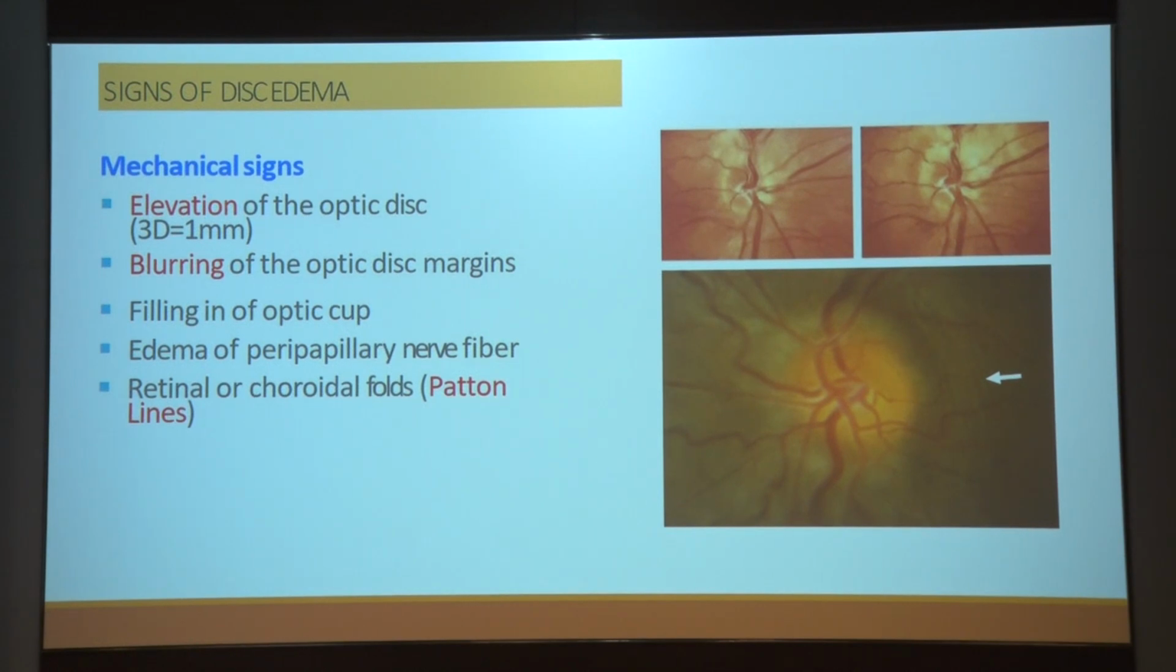Coming to the mechanical signs, these are the basics: you will see the elevation of the disc. In fact, the most initial sign that you will see would be the filling up of the optic cup. Normally a cup is visible, but if the fluid fills in, the cup tends to fill up. So that is one of the earliest signs of optic disc edema. Then you see the elevation of the disc margin and the blurring of the disc margin. Now what are these lines that you see over here, these folds? These are the pattern lines. In doubtful cases, we also look for these pattern lines, which are retinal or choroidal folds because of the elevation of the disc. And you can also sometimes make out the edema of the RNFL.